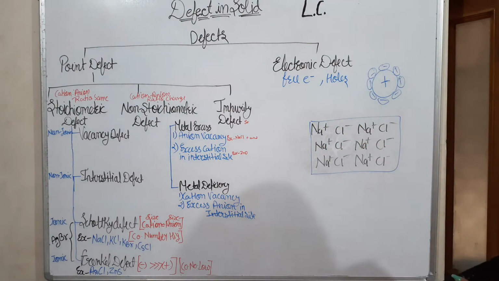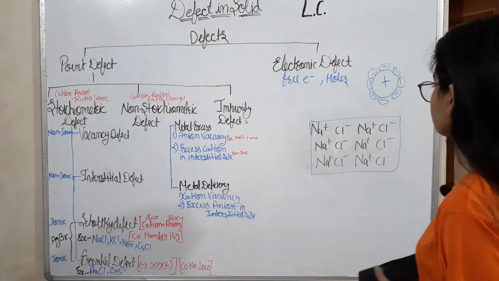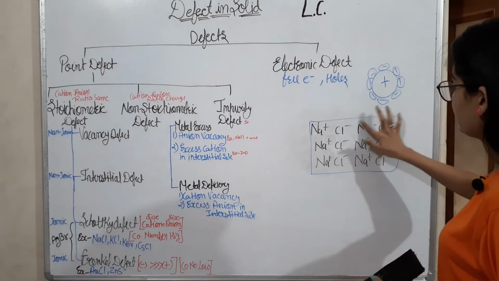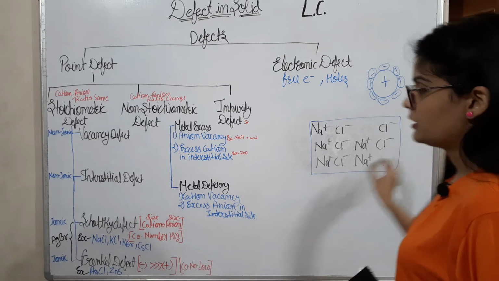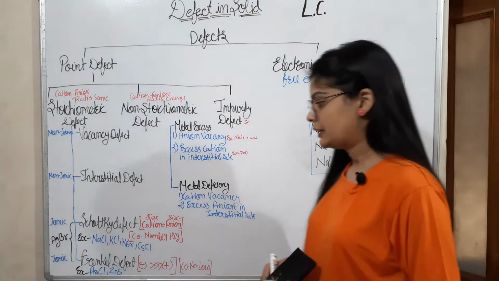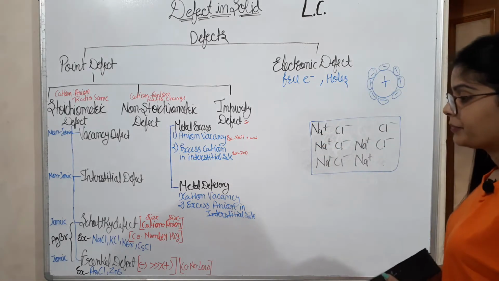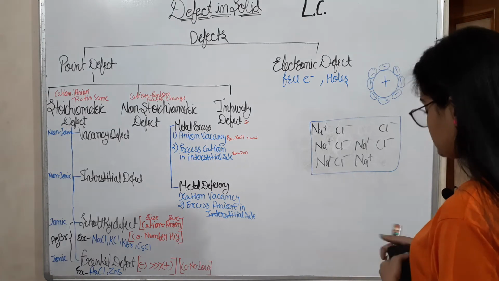So here the cation and anion sizes are similar to each other. Here removal of one cation also removes one anion. It means one cation and one anion are removed. So this is known as Schottky defect. And the other one is Frenkel defect. In Frenkel defect, the example is AgCl.